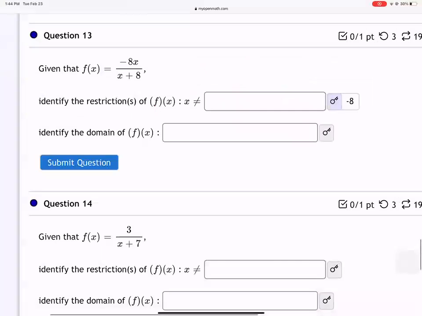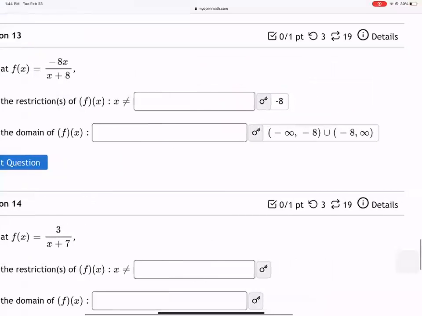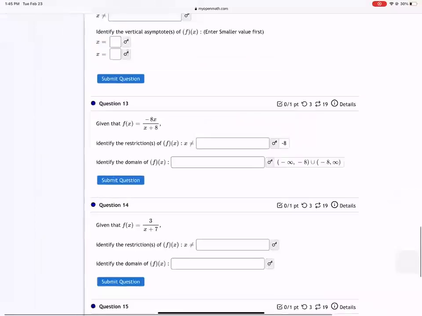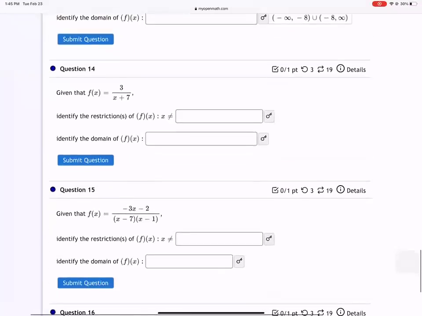And we take a look at our answers. As we said before, we write negative infinity. They want you to write this as a union because it's either or. It's A or B. And the same thing goes for these.